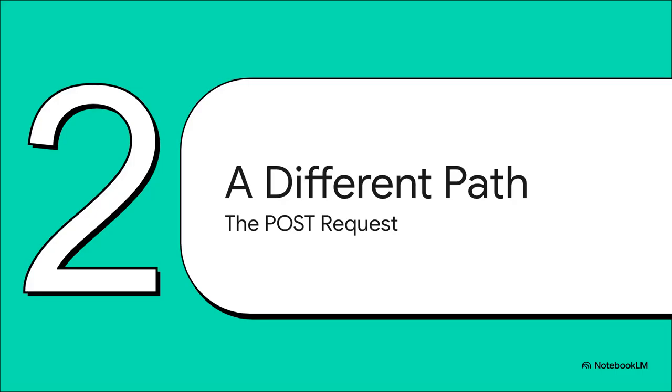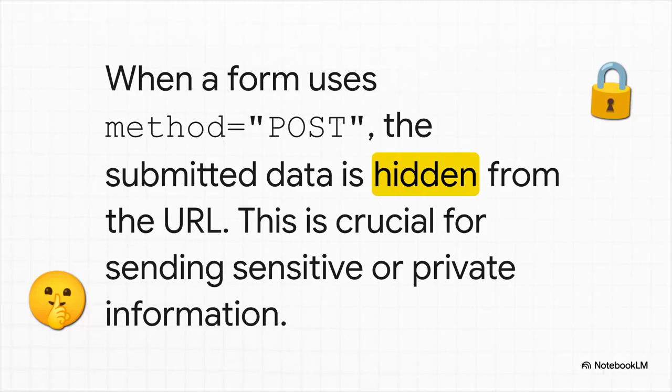But hold on, what if you're sending something sensitive, like a password or maybe some private feedback? You definitely don't want that just sitting in the URL for anyone to see. For that kind of information, our data needs to take a different, more discreet path. And that brings us to the POST method. So now, let's look at a different form, maybe for leaving feedback. This one uses method equals post.